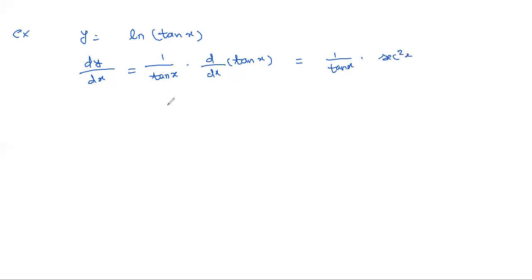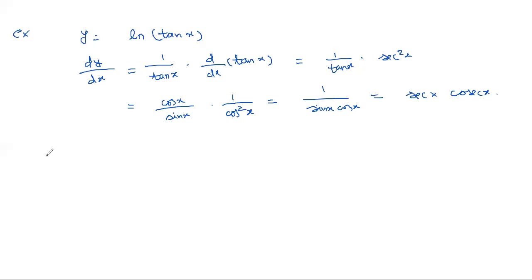Although 1 over tan x is cot x, or cos x over sin x, while sec square x is 1 over cos square x. So eventually you may end up getting 1 over sin x cos x, which can be expressed as sec x cosec x. So that is one of the possible answers of this particular function.